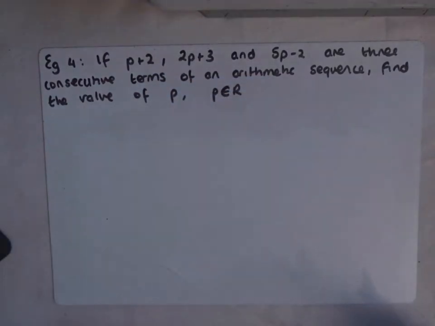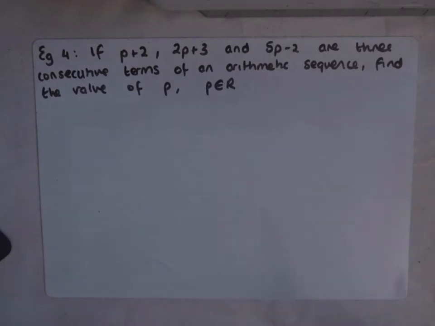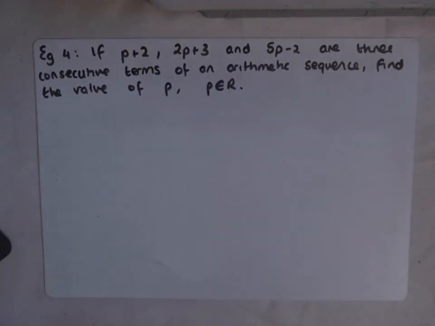So if p plus 2, 2p plus 3 and 5p minus 2 are three consecutive terms of an arithmetic sequence, find the value of p. P is a real number. Consecutive terms means one after the other. So basically they're telling you p plus 2, the next term is 2p plus 3 and the next one is 5p minus 2.